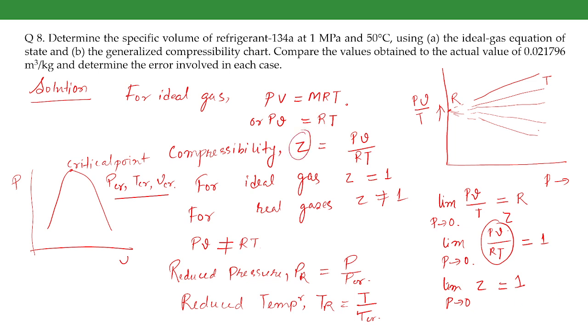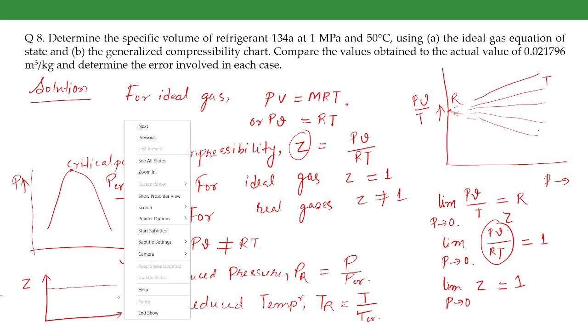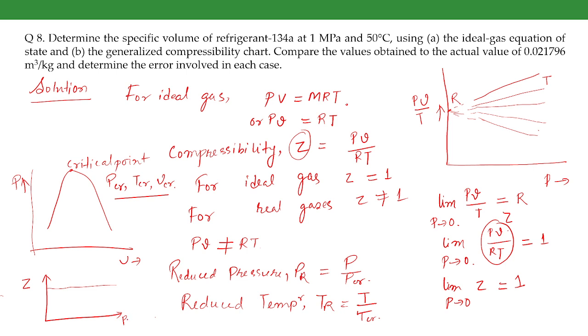So we get a compressibility chart, which is like this. This is the Z value and this is the reduced pressure value PR. These graphs are drawn for different values of TR.